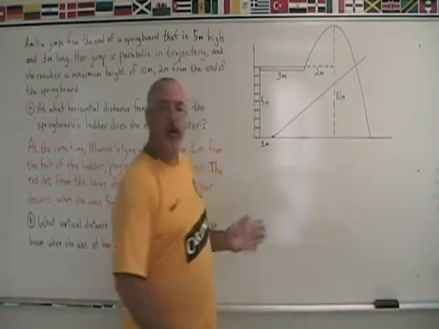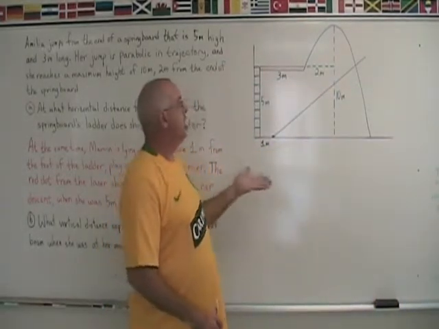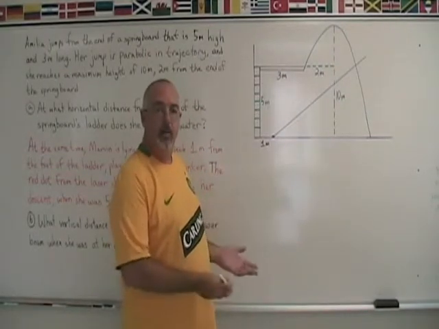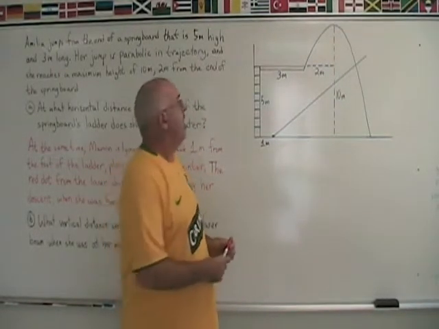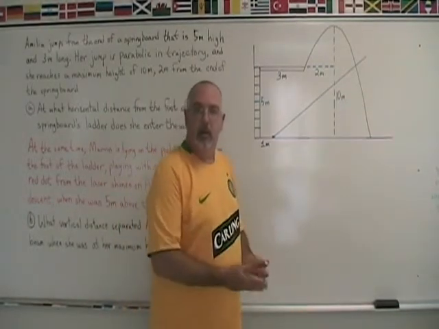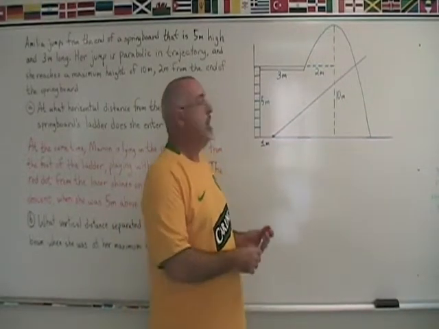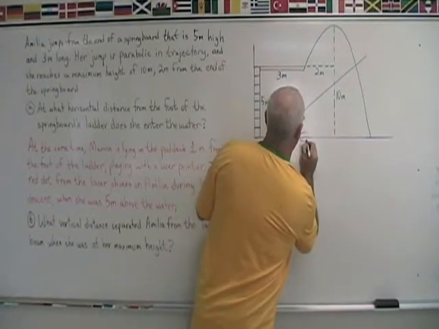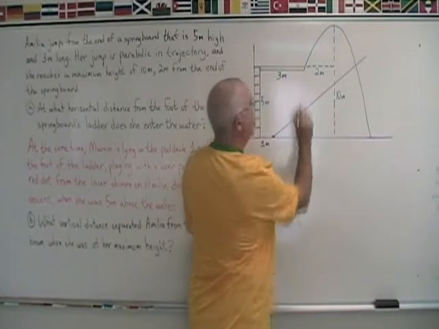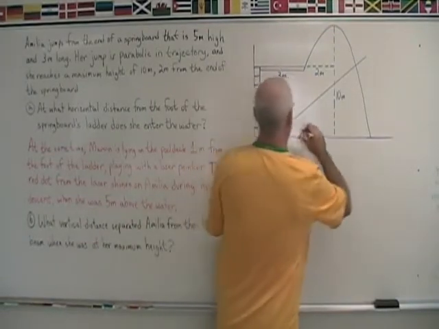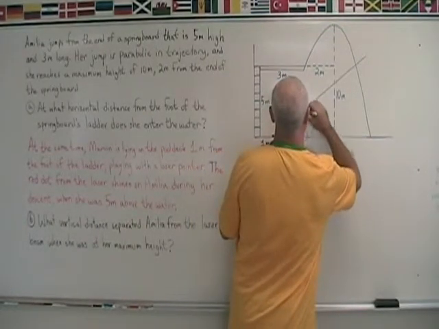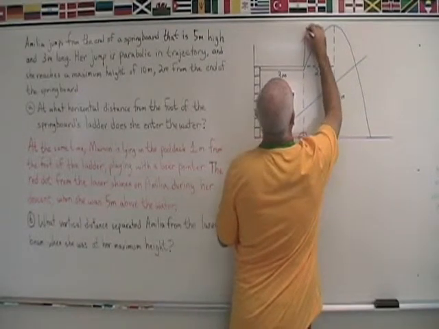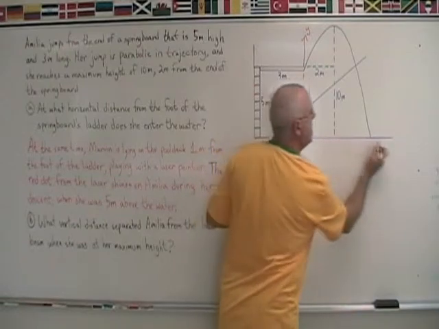The first thing I have to do in order to solve a problem like this is decide where my origin is in this situation. There's more than one place that I could put the origin, and I could solve the problem correctly with more than one strategy. But I'm choosing to put my origin right here on the water surface directly below the end of the springboard. That means that I have a y-axis here, and this is my x-axis.